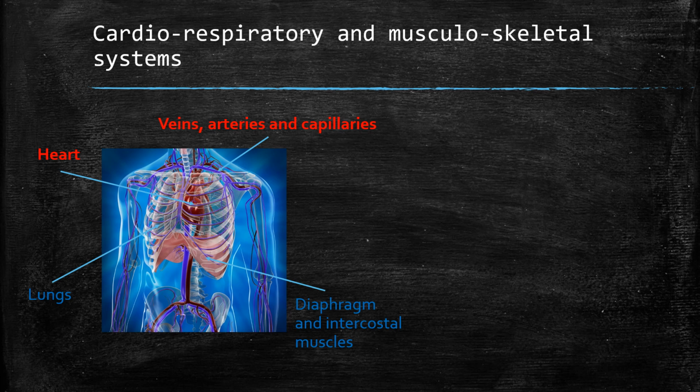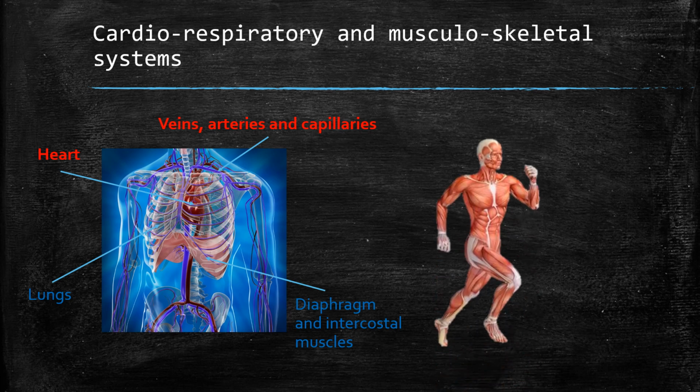Now, when we see the word musculoskeletal, we need to think about muscles. It's quite obvious, musculo. We see the word skeletal, so we're thinking about the skeleton, we're thinking about bones. And within that, we're also thinking about ligaments and tendons. Because don't forget, a ligament connects a bone to a bone, and a tendon connects a muscle to bone. So again, that body system will involve muscles, bones, ligaments and tendons.